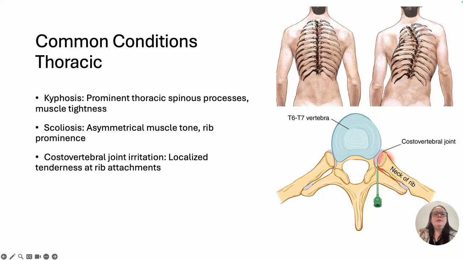There are some common conditions with the thoracic spine, which include, but are not limited to, kyphosis, scoliosis, and something called costovertebral joint irritation. You're like, what is all this? We are going to be learning about these things in pathology class. But remember, kyphosis is an exaggerated curve of the thoracic spine. It already is called a kyphosis or a kyphotic curve, but when it's exaggerated. Here's a picture of scoliosis.